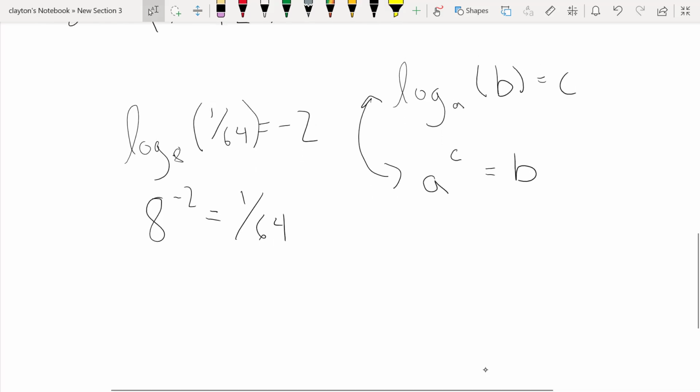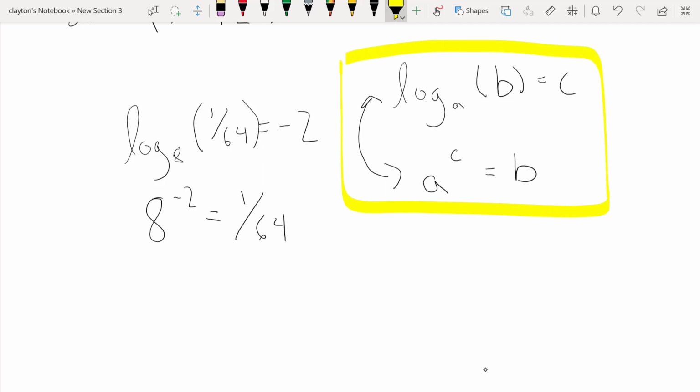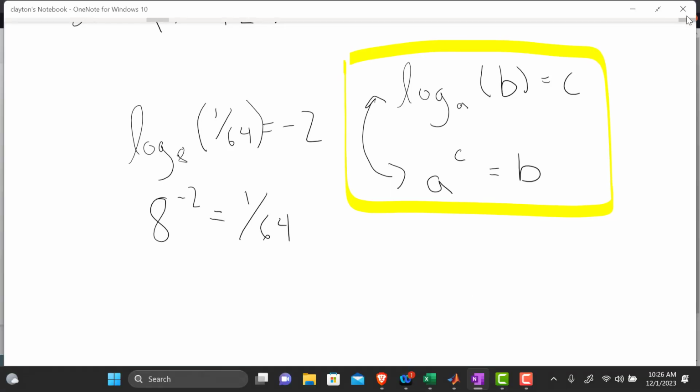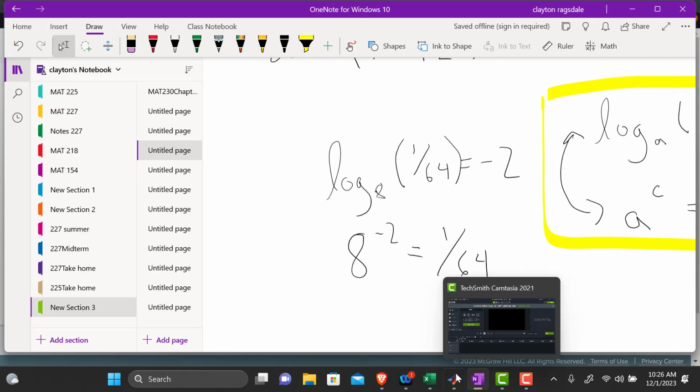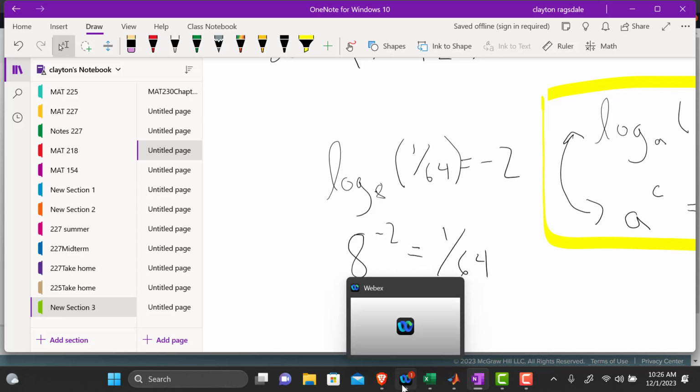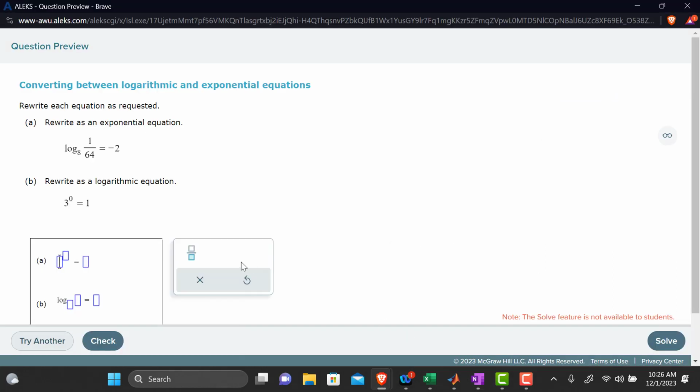All right, so let's go ahead, we're going to highlight this, we'll need it for the other one as well. So 8 raised to the -2 is 1 over 64. And it should be true when you actually compute that, right? Let's go ahead. Log base 8 of 1 divided by 64 is -2. Okay, what's our next one?